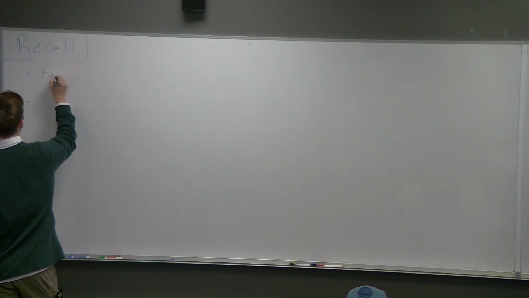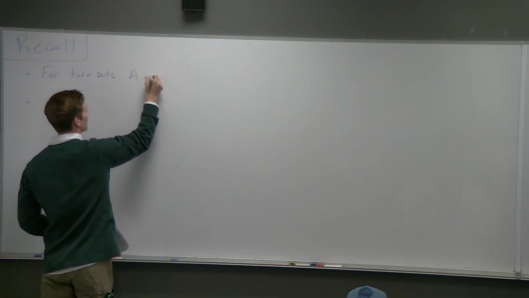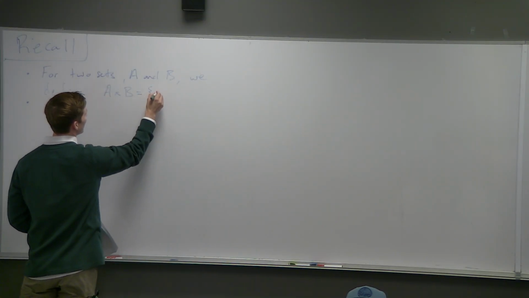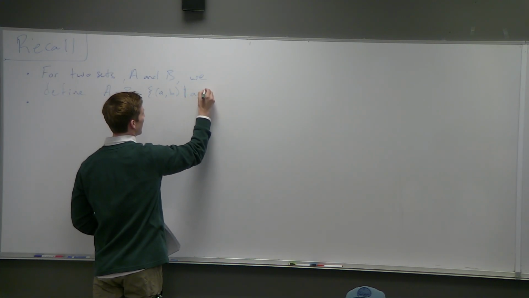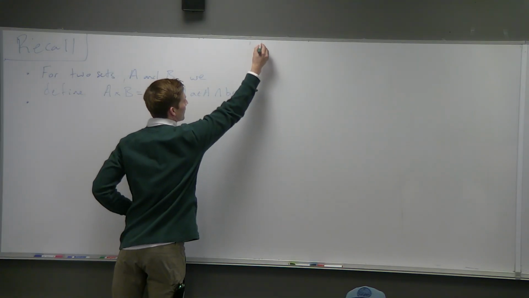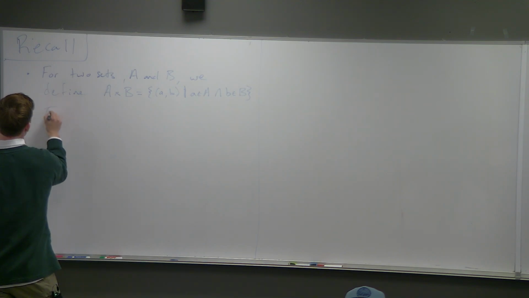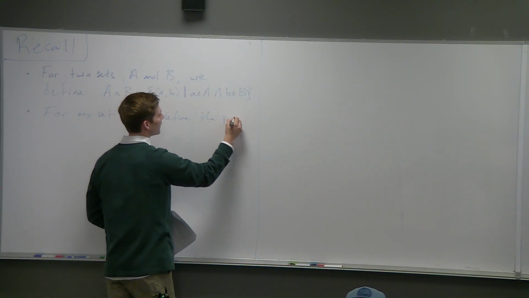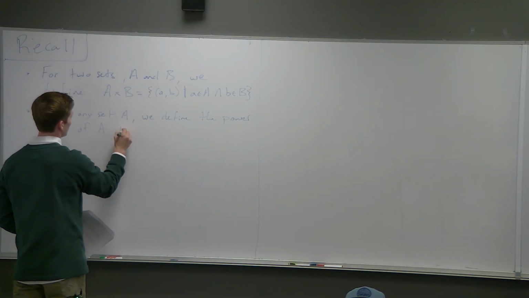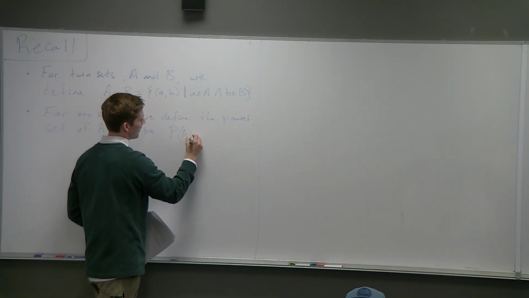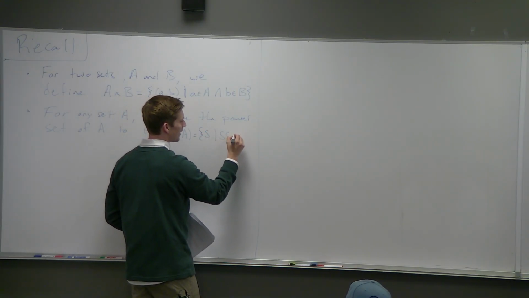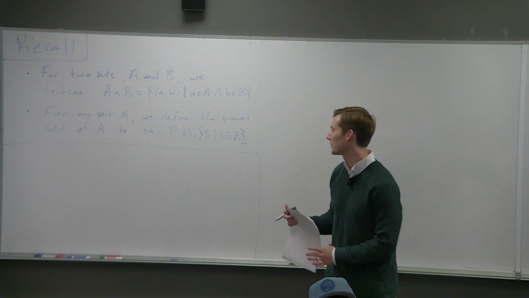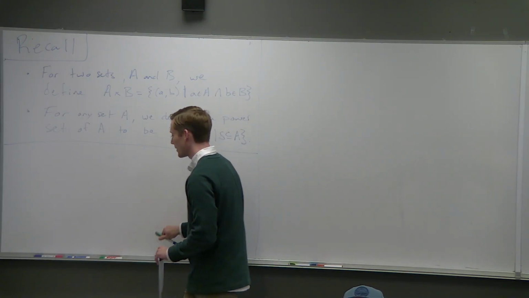First off, for two sets, A and B, we define the product of A and B, if you recall, to be the set of all ordered pairs (a, b) with a in A and b in B. Then for any set A, we define the power set of A to be P(A), which is the set of subsets S such that S is contained in A. So we saw power sets and products of sets. These guys are pretty cool. There's some nice ways to take sets and make things out of them.